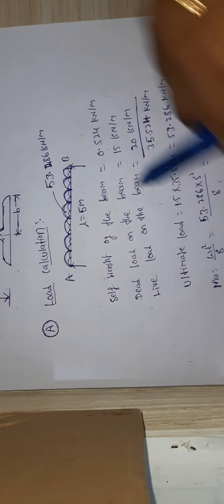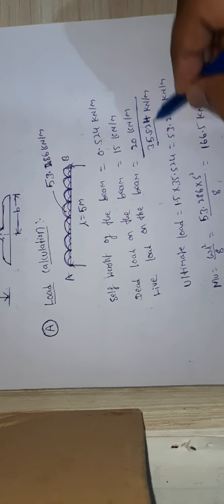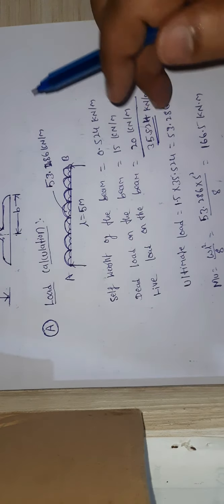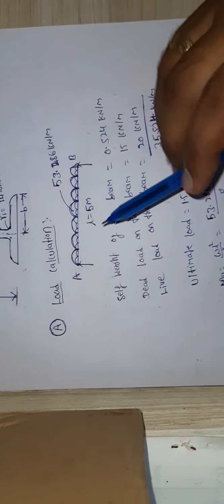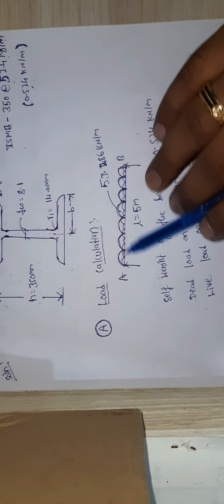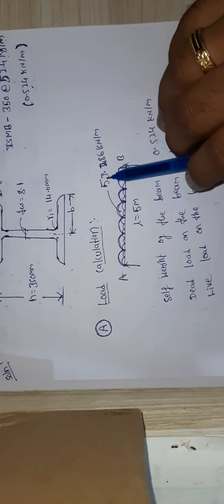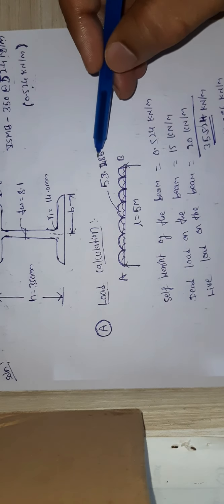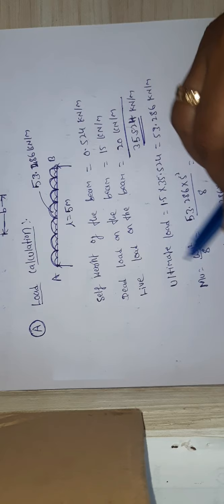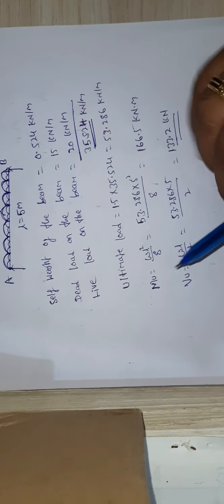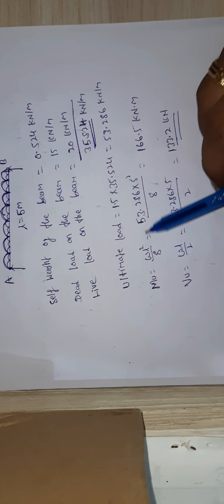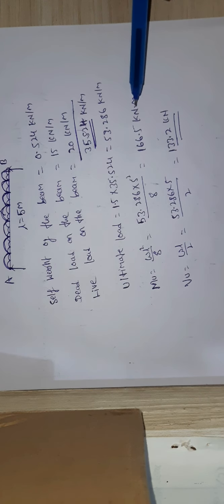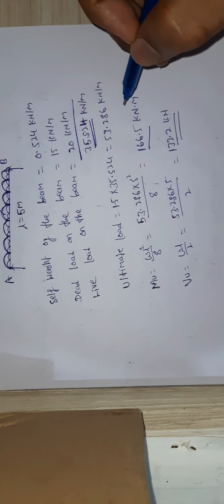Then what is the ultimate load? The ultimate load will be 35.52 into 1.5. Whatever the total load comes to, it should be multiplied with 1.5. The same thing I have written here, you can check: the beam is subjected to a UDL of ultimate 53.286 kN per meter. Then what is the ultimate moment? The ultimate moment will be WL square by 8, so it will be 166.5 kN-meters.